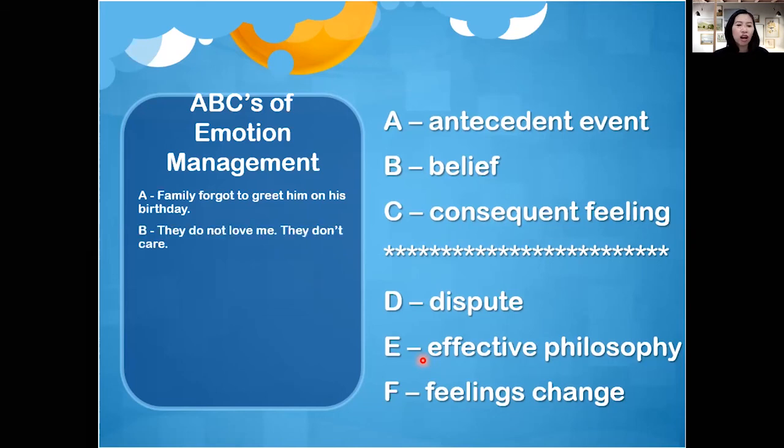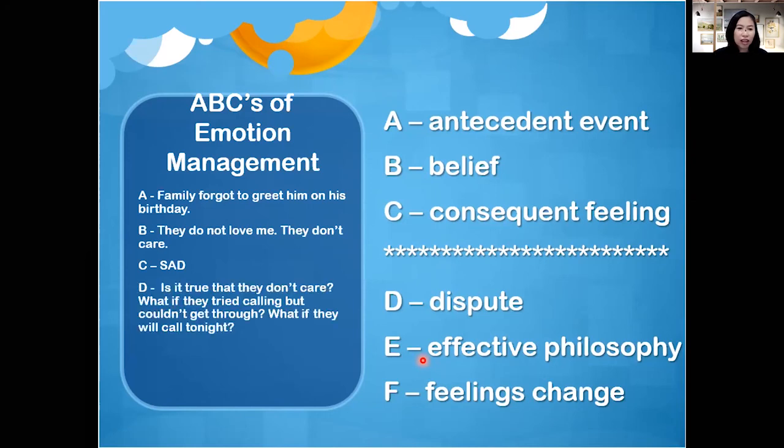And so, the belief that is coming in is they do not love me. They don't care. They don't even remember that it's my birthday. So, kaya nakasimangot siya during sa class. And so, he was sad. Okay. Now, I said, mali mo naman. Sabi ko, baka naman your parents tried to call you in the morning but cannot get through.